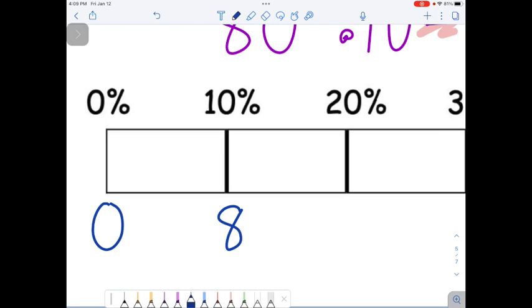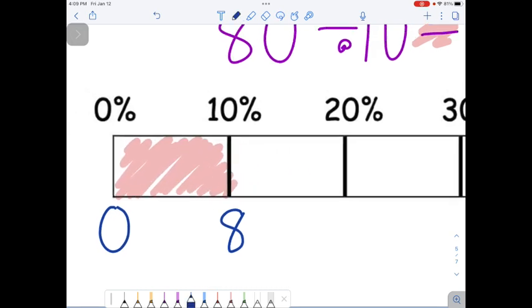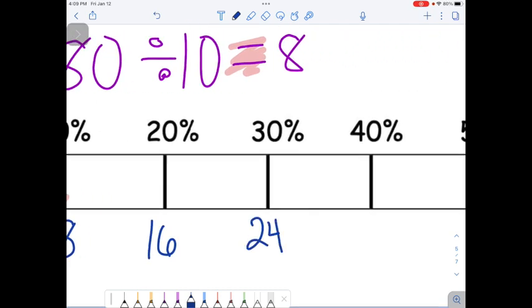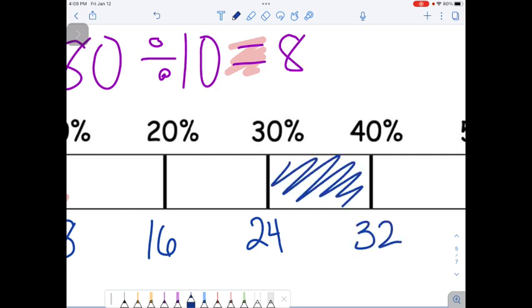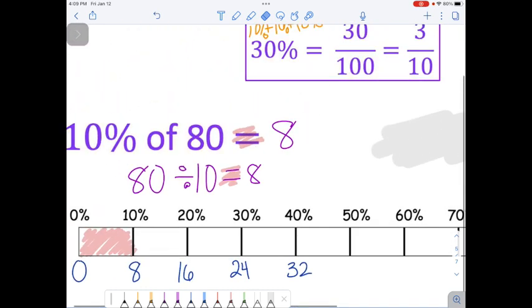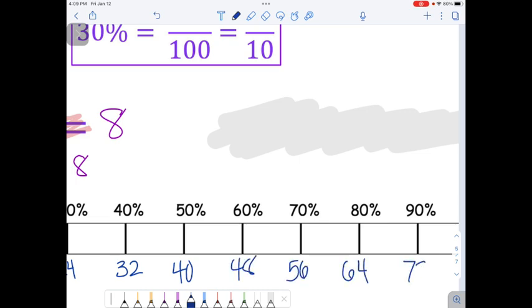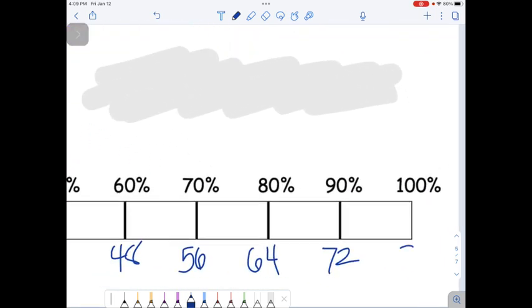Now, each one of these little boxes, these little parts, are the same size. I'm going to move this over so you can see it's exactly the same size. So that means each one of these boxes is worth 8. So I'm going to skip count by 8. 8, 16, 24. Here's another 10% right here, so that's another 8. And I'm going to keep on going all the way across. 40, 48, 56, 64, 72, and look at what number is at the end.